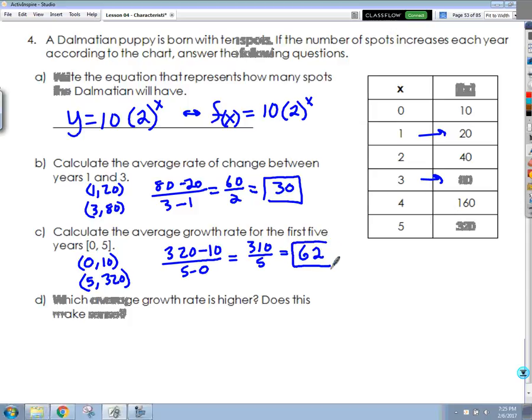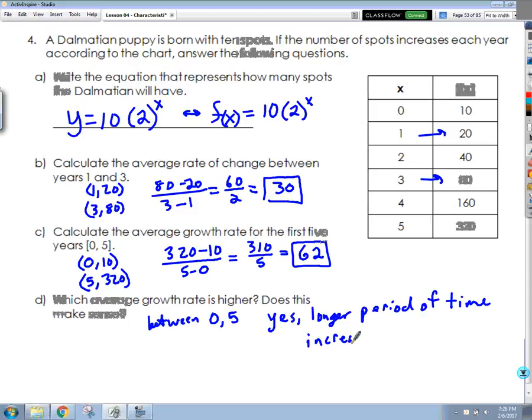Okay? Which average growth rate is higher? Does this make sense? Well, we're going to say between the 0 and 5. Okay? We say this because, yes, it's a longer period of time. Longer period of time, increases as it gets older. And this has to make sense because let's face it, the dog will be bigger, more room for spots, so the spots increase. Okay? Dalmatians are so cute.